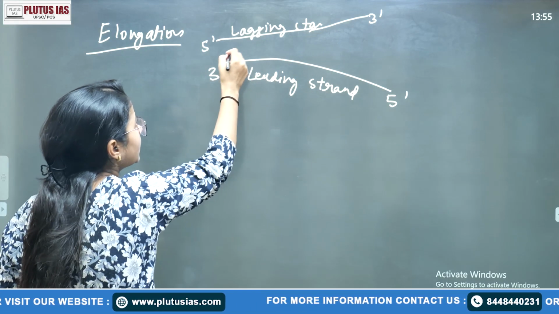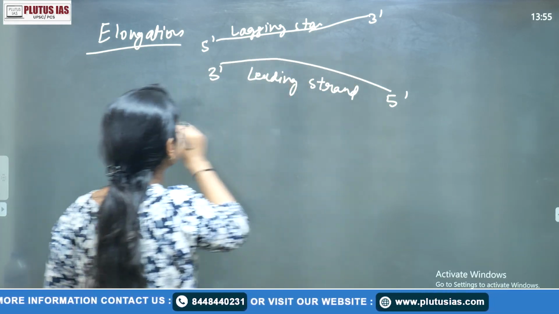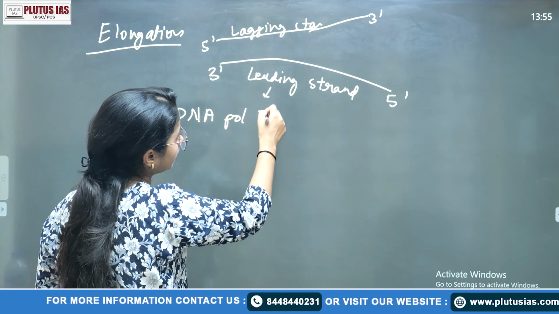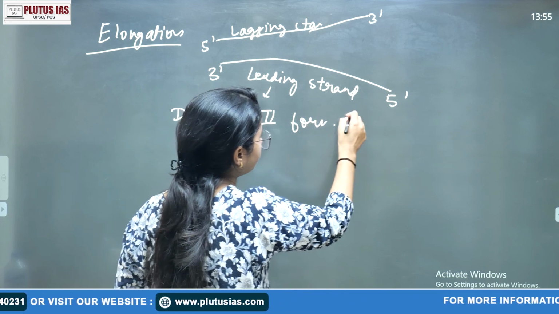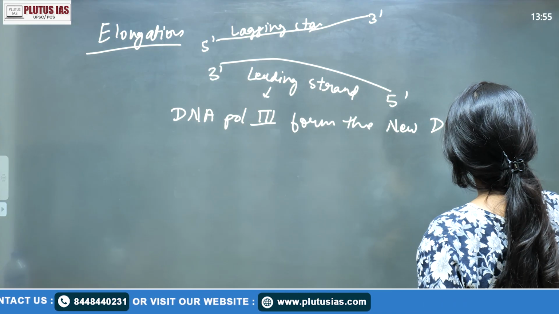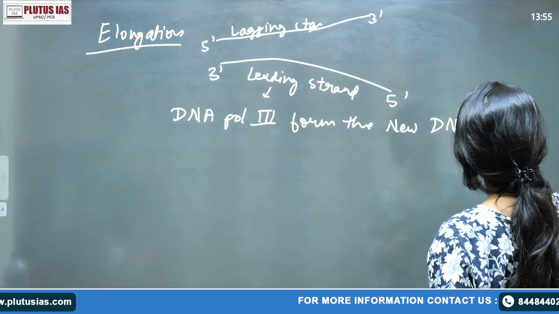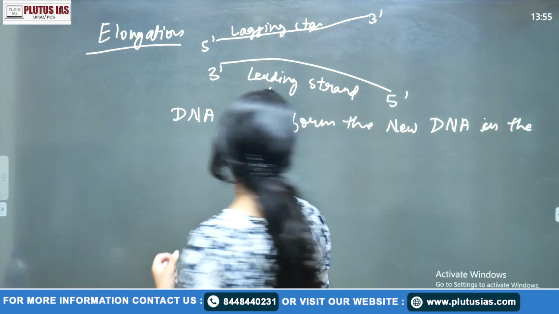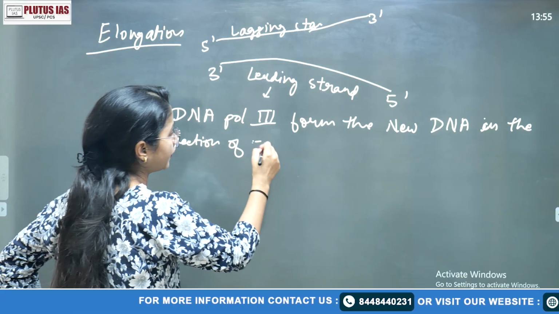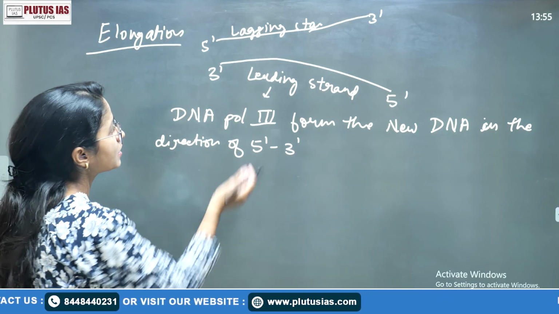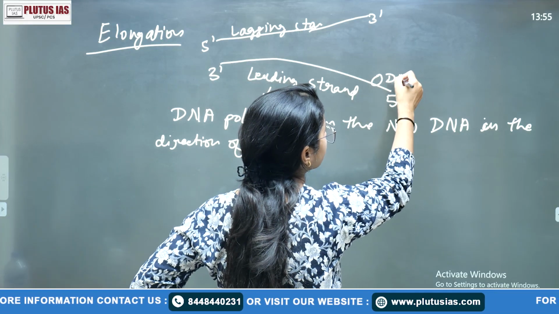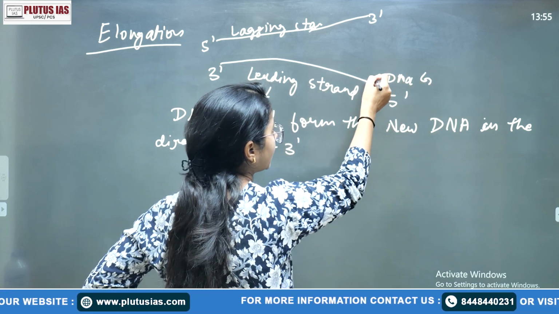Why? Because of the DNA polymerase activity. DNA polymerase third forms the new DNA in the direction of 5 end to 3 end. It has a direction specificity in the direction of 5 end to 3 end. So what are the enzymes that are involved here? First DNA G comes and binds, and then what happens?